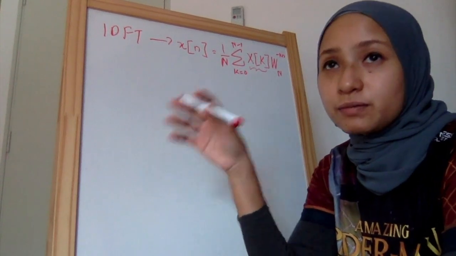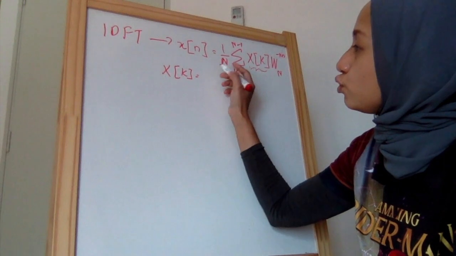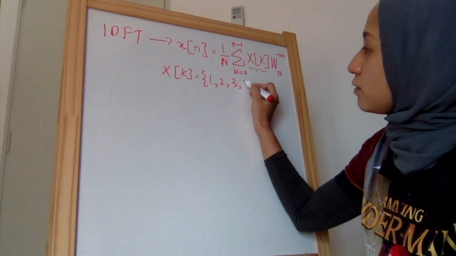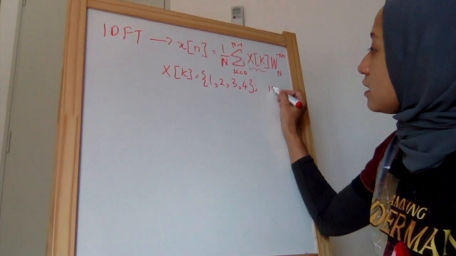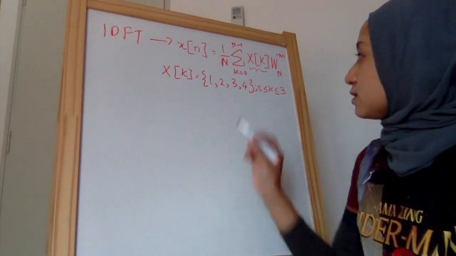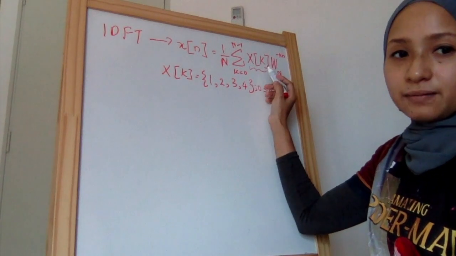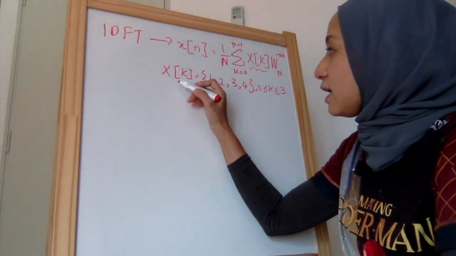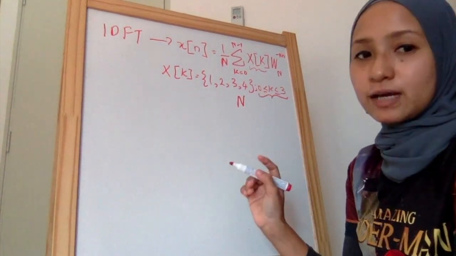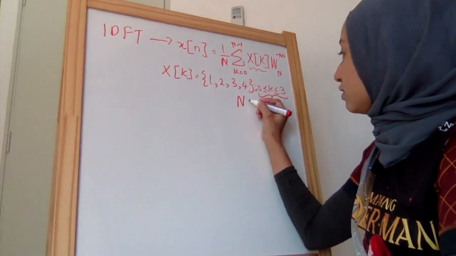Your Xk is given from the question. Let's say you have Xk equal to 1, 2, 3, 4. The range of k is from 0 to 3. So basically this is your Xk. And then from your Xk, definitely from this range, you may know what your capital N value is. You have 0, 1, 2, 3, so your capital N value is equal to 4.